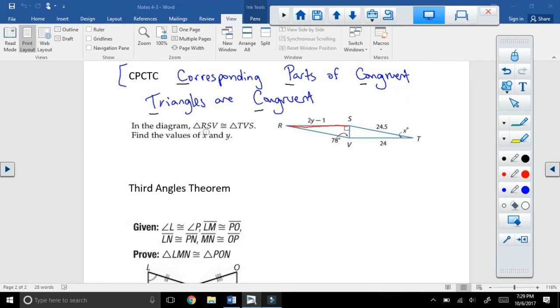What you can do is look to this congruency statement, this statement RS, and see which part matches up. So TV is in that same spot, so that's going to let you know that those two parts are the congruent parts. So to solve for y, I can set 2y minus 1 equal to 24, and then I can go ahead and solve that. So 2y equals 25, or y is going to be 12.5.